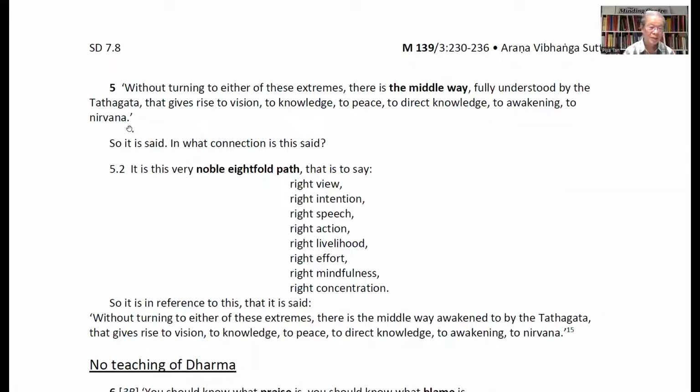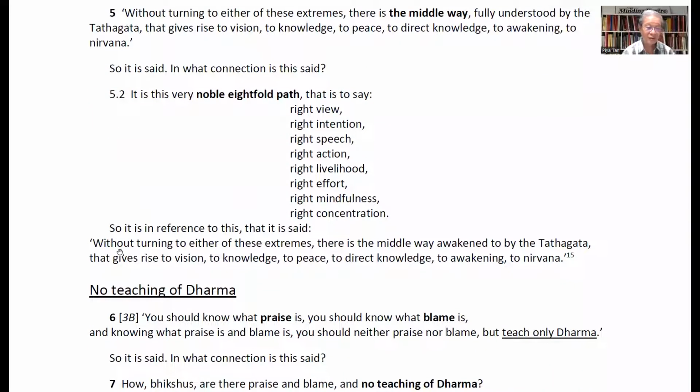So the Buddha asks again, so it is said, right? Here the Buddha makes a statement and then says, okay, what does this mean? In what connection is this said? Then the Buddha says, it is in this very noble eightfold path, that is to say, right view, right intention, right speech, right action, right livelihood, right effort, right mindfulness, right concentration. So these are the eightfold path, because there are 8 things here. So it is in reference to this that it is said, without turning to these extremes, there is the middle way, awakened to by the Tathagata, that gives rise to vision, to knowledge, to peace, to direct knowledge, to awakening, to nirvana. So the middle way is the eightfold path.